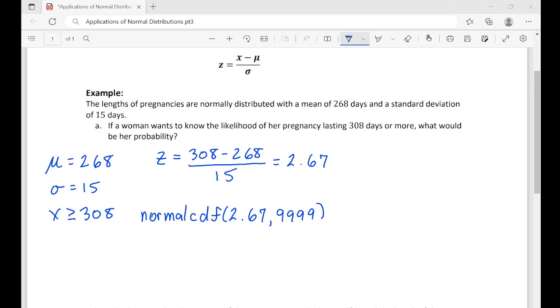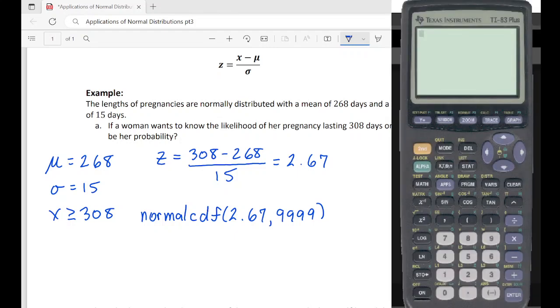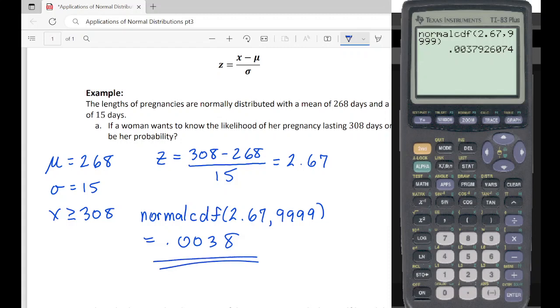So bring up the calculator. We're going to go to second, vars, number 2, normal CDF. And we'll put our lower in, 2.67, comma, and then our upper of 9999. And then just hit enter. And we're going to get 0.0038. So what's the probability of a pregnancy lasting longer than 308 days, or 308 days and more? 0.0038.